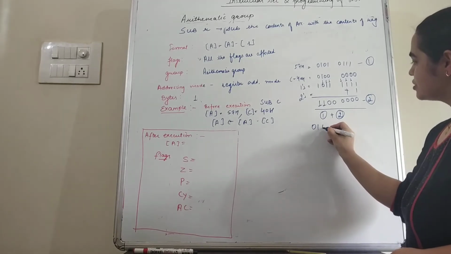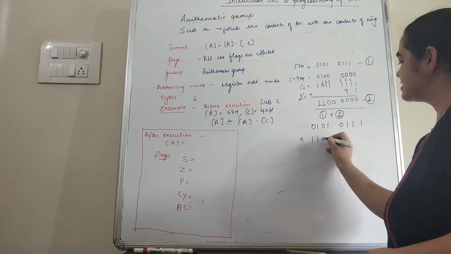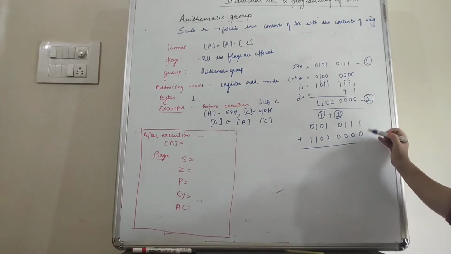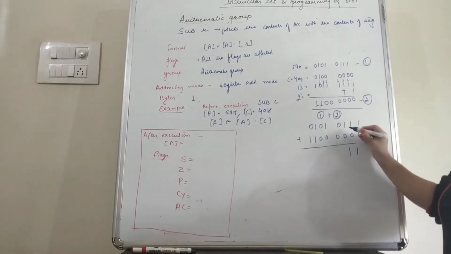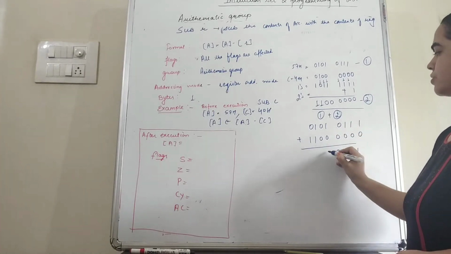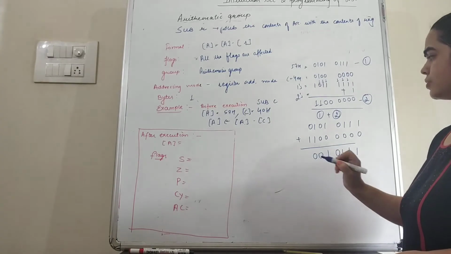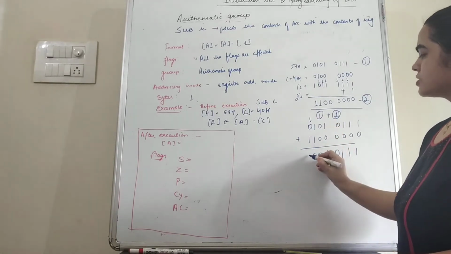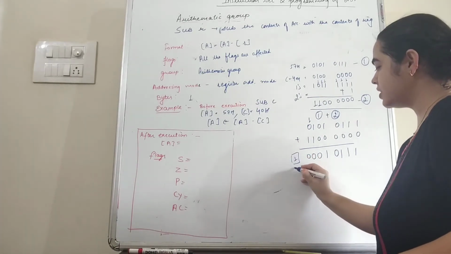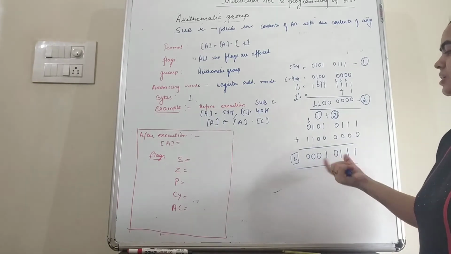So the number is 0, 1, 0, 1, 0, 1, 1, 1 plus 1, 1, 0, 0, 0, 0, 0, 0. Now you can add these numbers. 1 and 0 is 1. 1 and 0 is 1. 1 and 0, 1. 0 and 0, 0. 1 and 0, 1. 0 and 0, 0. 1 and 0, 0. 1, 1, 0, 0. 1, 0, 1 is 0 and carry is present here. Okay students, so that means this is the result.